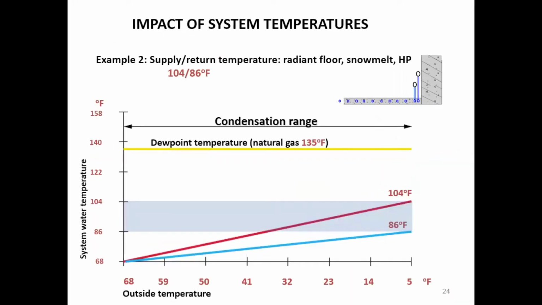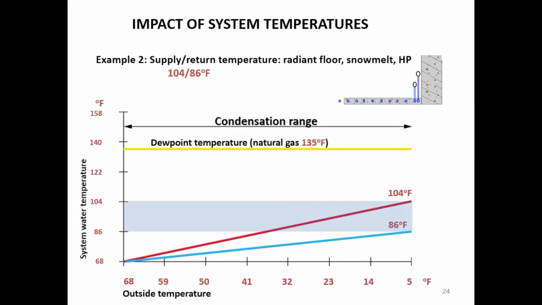I do a radiantly heated system. Typically, radiant systems are designed around lower water temperatures. Here, going out at 104, coming back at 86 degrees. This is significantly lower than the dew point for my combustion gases. It being that low, all of a sudden, my efficiencies of 94, 95 plus are achieved throughout the heating season, not just on certain portions of the heating season. So it's about how I control, it's about how I design for my maximum water temperatures.